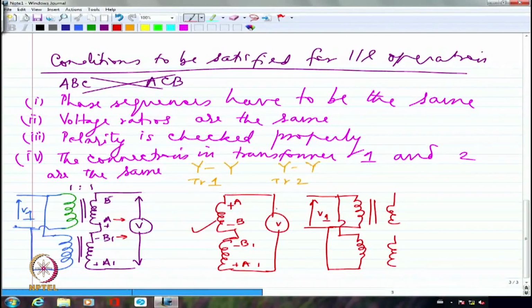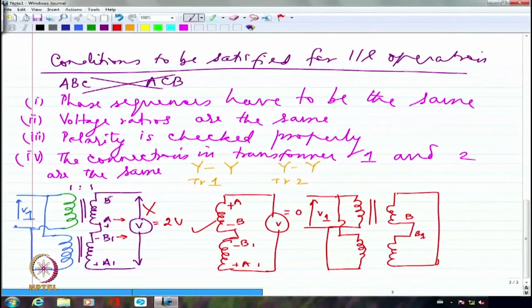This is the correct connection if the voltmeter reading is 0. Here it is 2V, so this is not correct for parallel operation. So I am going to connect B and B1 together, and similarly these two together. Please note, already it is a closed circuit.